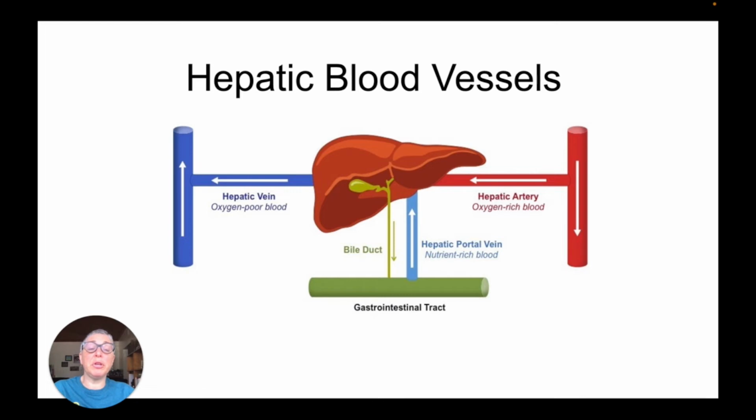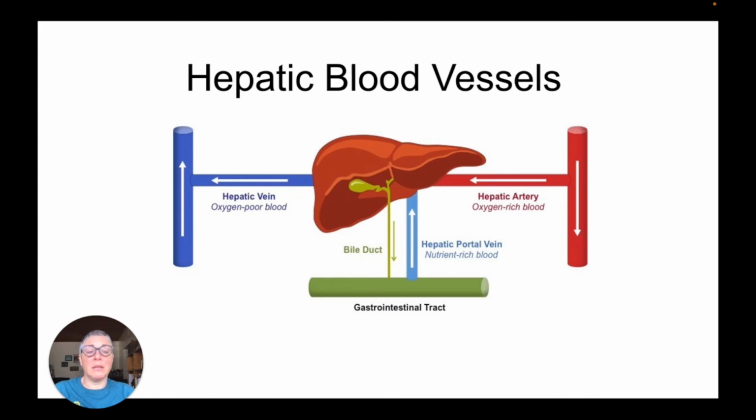However, it is very nutrient rich. So it is deoxygenated but rich in nutrients like glucose and amino acids. Those are going to go into the liver, and now the liver is going to figure out what to do with them. We've already discussed this in a past video, so if you need to be reminded, you can go back and look at the digestive system there.